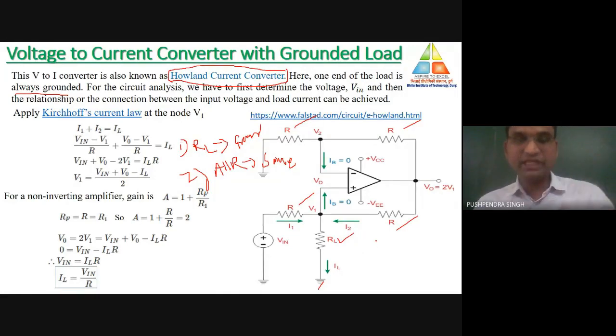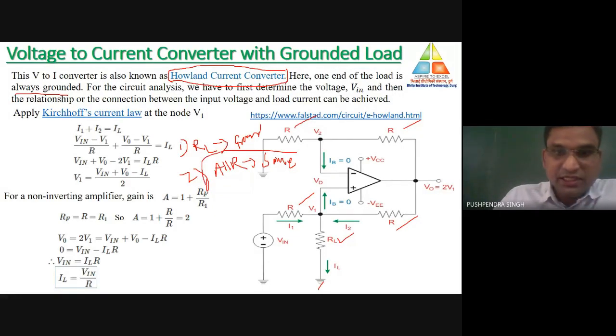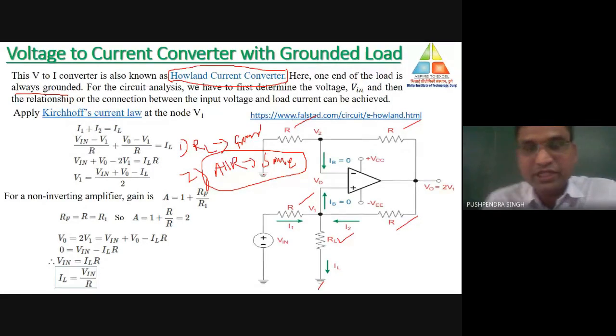If you keep this in mind, you can solve any question. So please keep this in your permanent memory: all the resistances should be the same in case of voltage to current converter with grounded load.